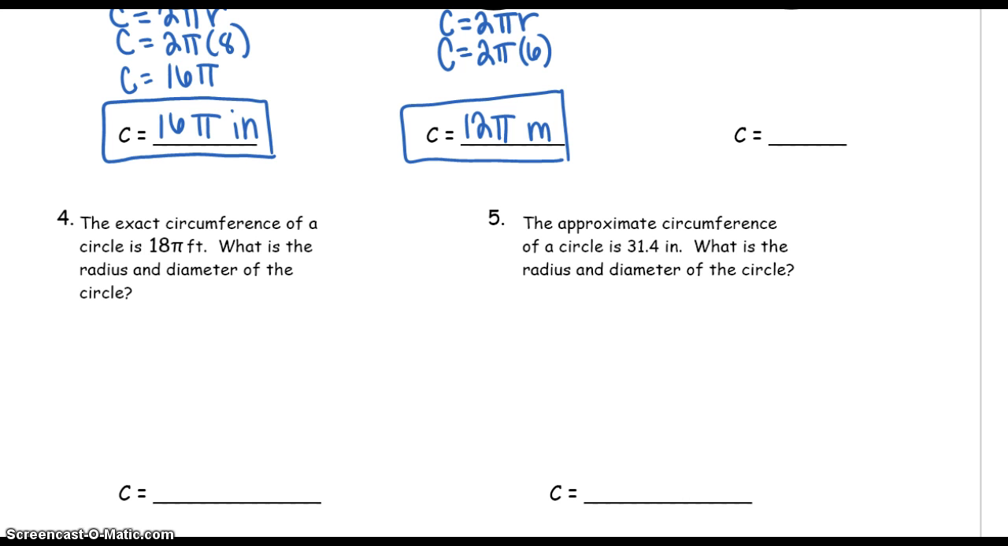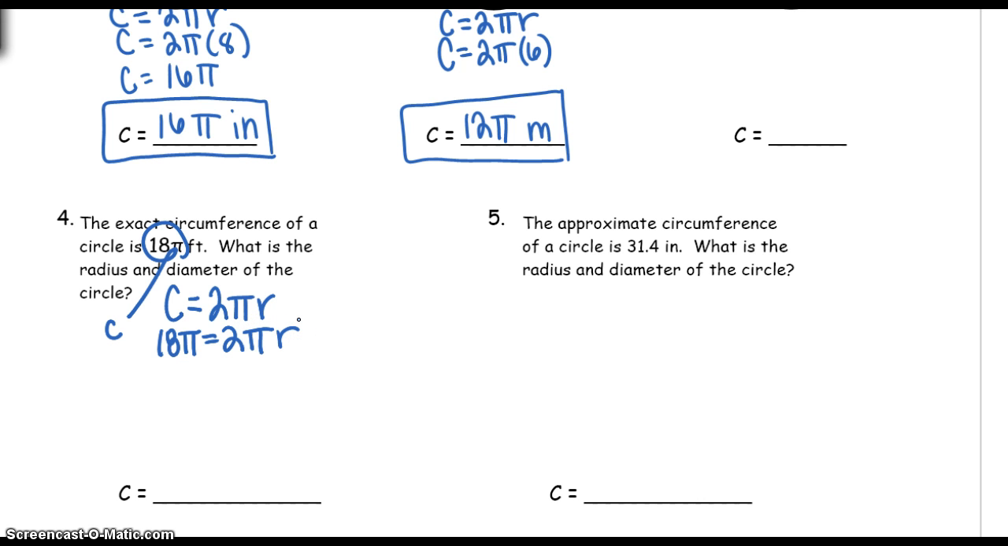So let's pause. The exact circumference of a circle. So we would use the circumference of a circle formula, which is at the top of your paper. C equals 2 pi r. Now they're telling us that that circumference is 18 pi feet. So is 18 pi the C or the R? It's going to be the C. So we put 18 pi here equals 2 times pi times r.